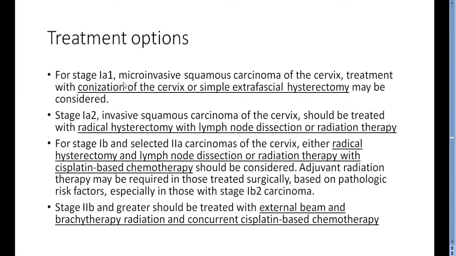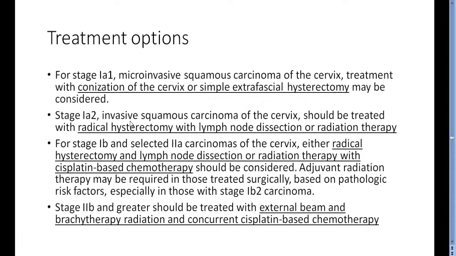For stage 1A microinvasive squamous carcinoma of the cervix, treatment is usually conization of the cervix in patients who desire future reproduction, or simple extrafascial hysterectomy. So it's a very early stage with microscopic cancer cells on the cervix, and you can cure it completely with conization, removal of part of the cervix, or if patients don't want future fertility, simple hysterectomy.